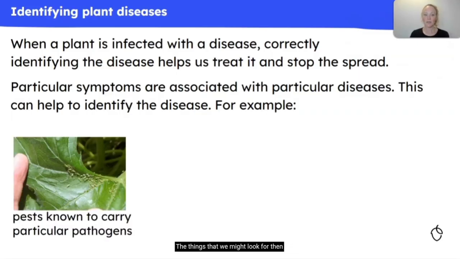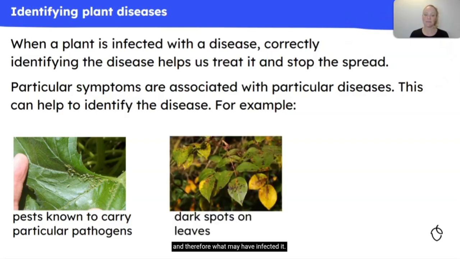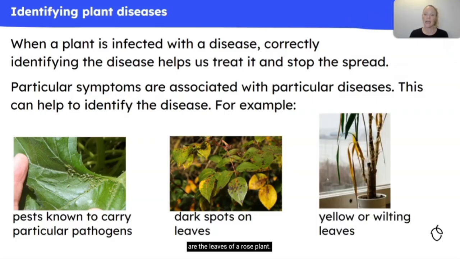The things that we might look for then is particular pests that have infected that leaf, to find out what pathogens they normally carry and therefore what may have infected it. We might look for some dark spots on the leaves. We can see those leaves there are the leaves of a rose plant. And also we might look for yellowing or wilting of leaves. Wilting is when they sort of bend downwards and droop.